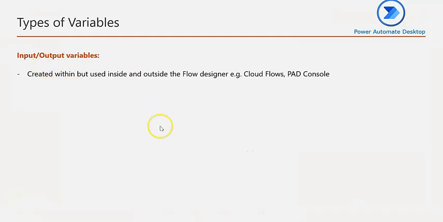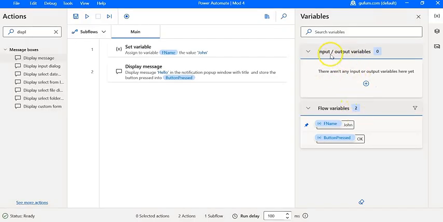Coming to input output variables. On the contrary, input output variables are created within, but they are used inside as well as outside the flow designer, meaning they can be used in cloud flows or from the PAD console, that is the main console that we talked about. So it's created from this panel over here using the plus icon.